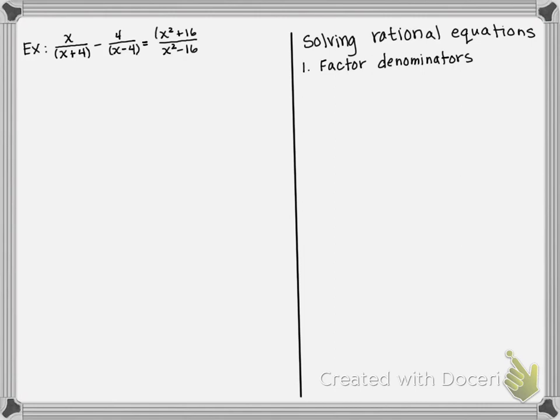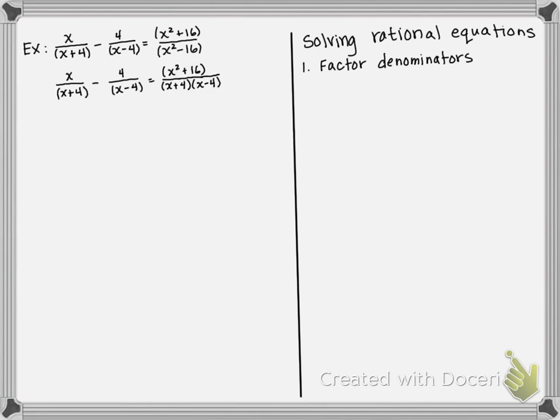So we need some parentheses. We have x over x plus 4. X plus 4 doesn't factor. And then minus 4 over x minus 4. And x minus 4 doesn't factor. And then x squared plus 16. And then x squared minus 16 factors into x plus 4 times x minus 4. So far, so good?